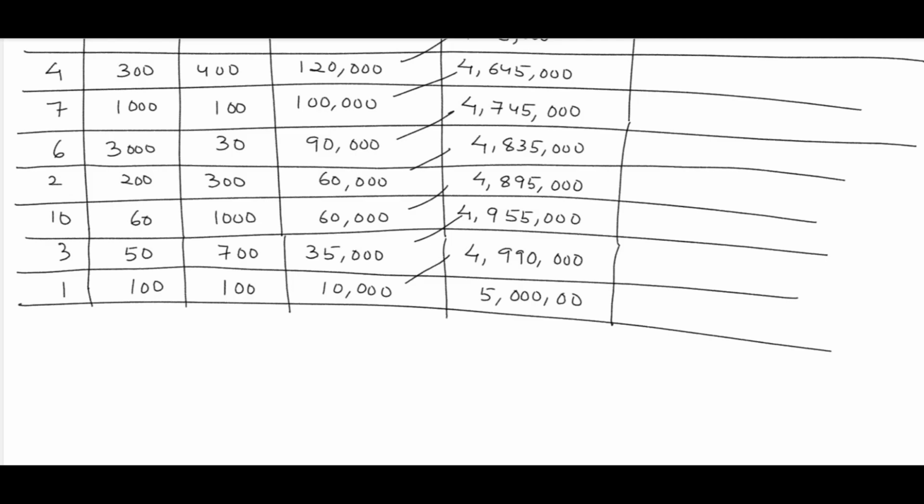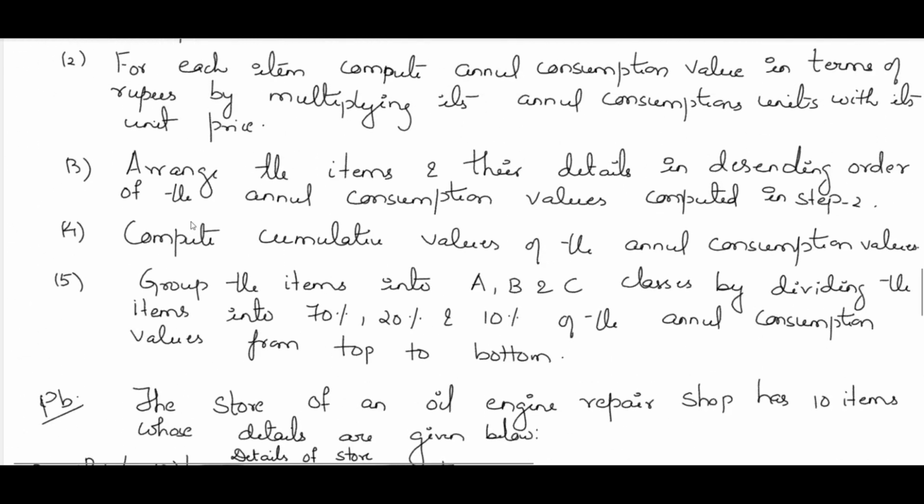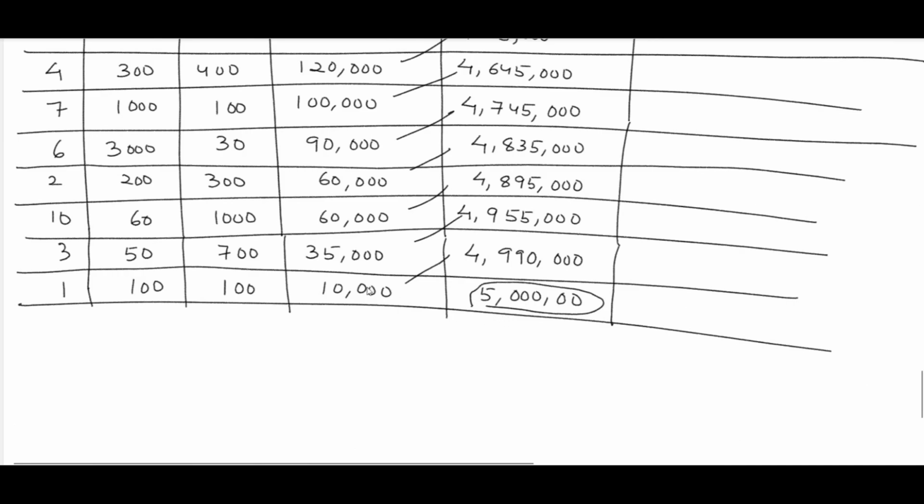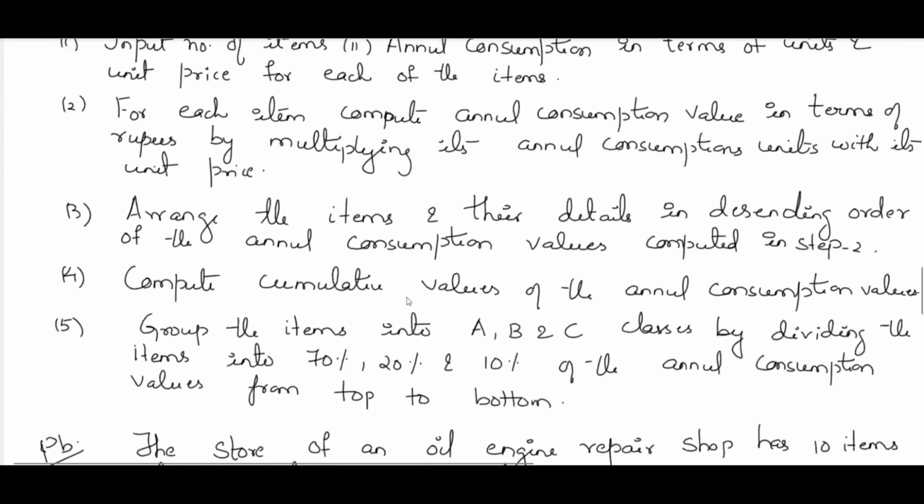50 lakh. Next we know that category A consumes 70% of the total cost. You can group the items into A, B, C classes by dividing the items into 70%, 20% and 10% of the annual consumption value from top to bottom. So we have to compute 70% of 50 lakhs, the final cumulative sum we got. It will be the cost expensed on category A inventory.